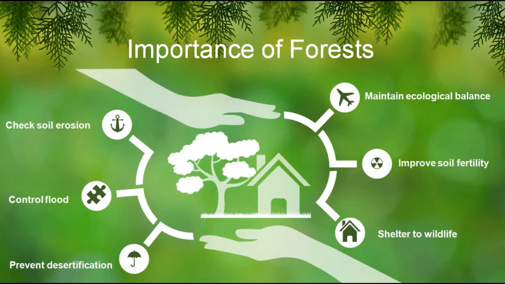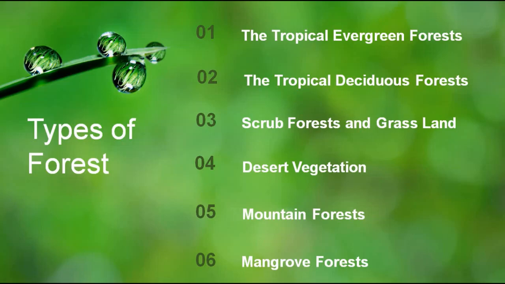So how important it is, and forests have different types. In India, we have 6 types of forest. Which are they? The tropical evergreen forest, the tropical deciduous forest, scrub forest and grassland, desert vegetation, mountain forest, mangrove forest. Like that, 6 types.